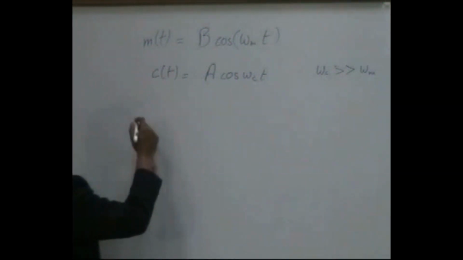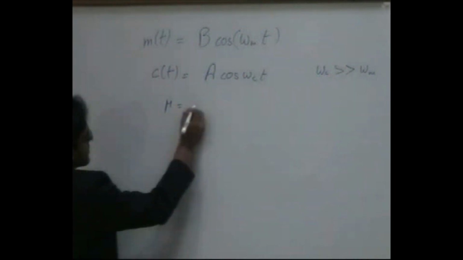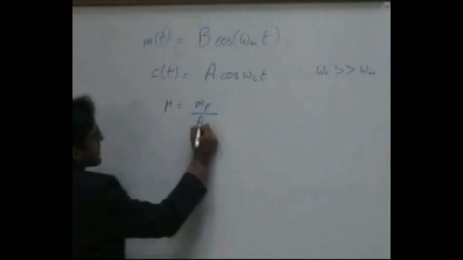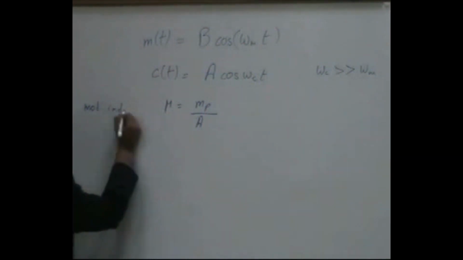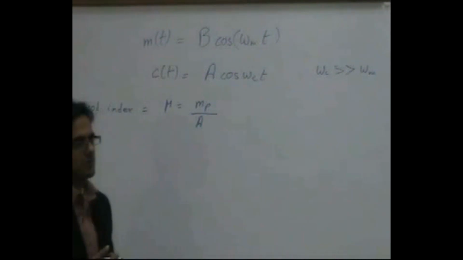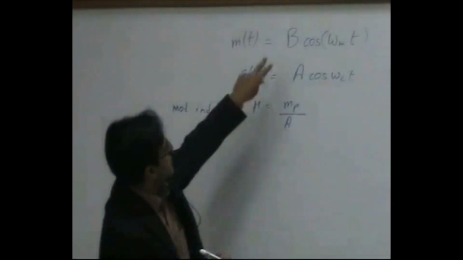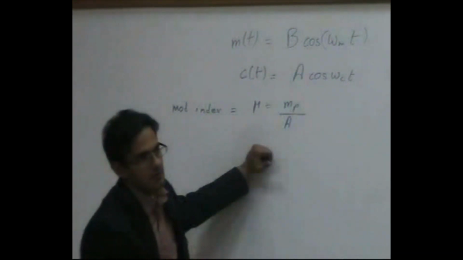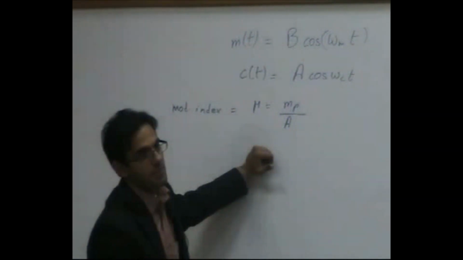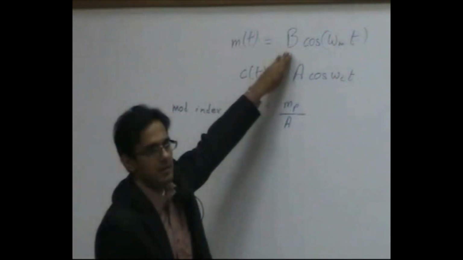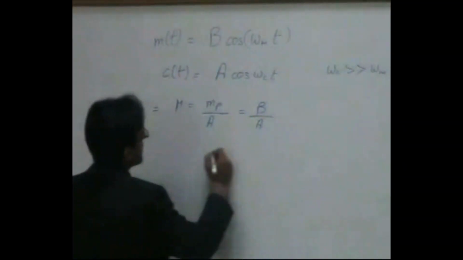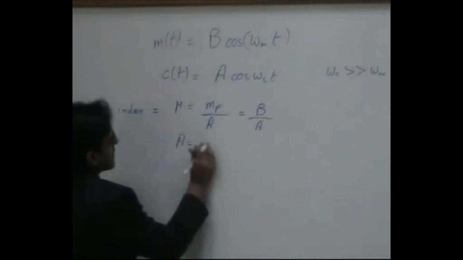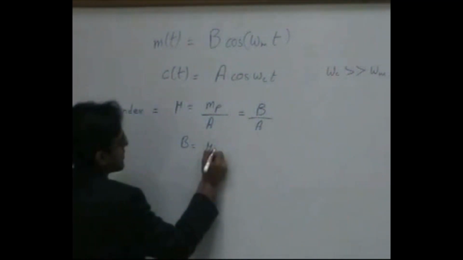Your relationship of mu with MP and A is in front of you, right? We studied this: mu is the modulation index, that is MP over A, where MP is the negative peak value of the message signal. In our case, MP would be equivalent to B, okay? The peak value of your message signal is B, and on the negative side it is also B. So in your case this will be B over A, okay? And B would be equivalent to mu times A, right?